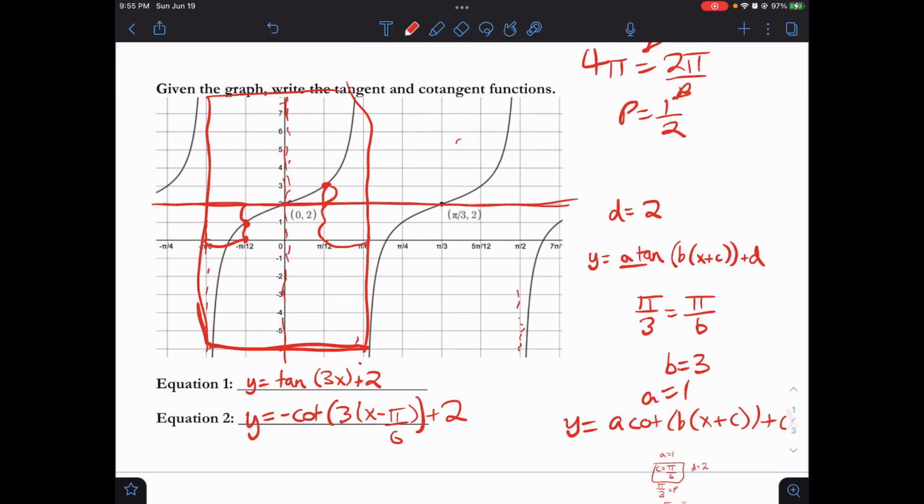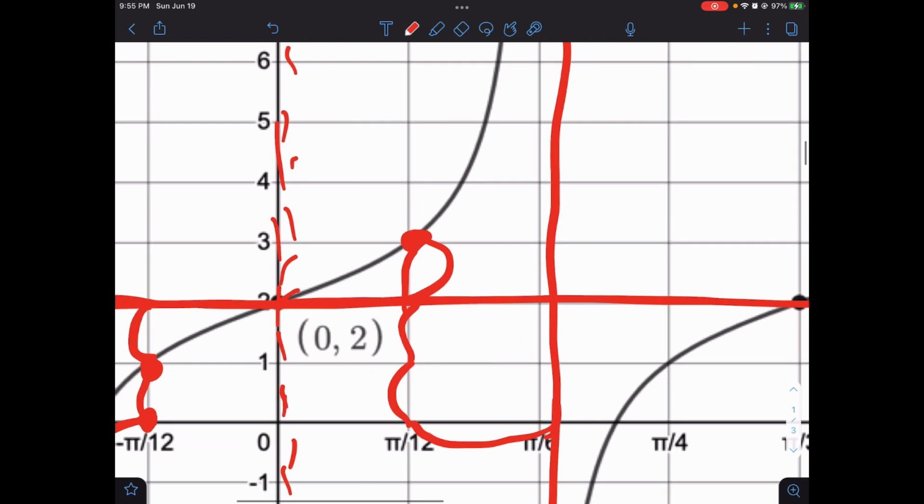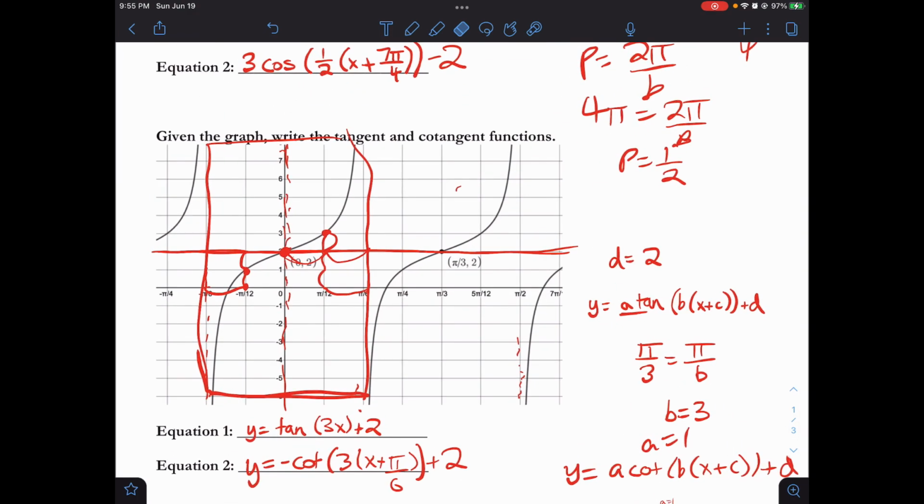Okay, so one small correction on the cotangent graph is that I thought that this would be a negative, but this is a positive because this graph has moved to the left instead of the right, because this point right here has moved from the right to the left. So it's a positive instead of a negative.